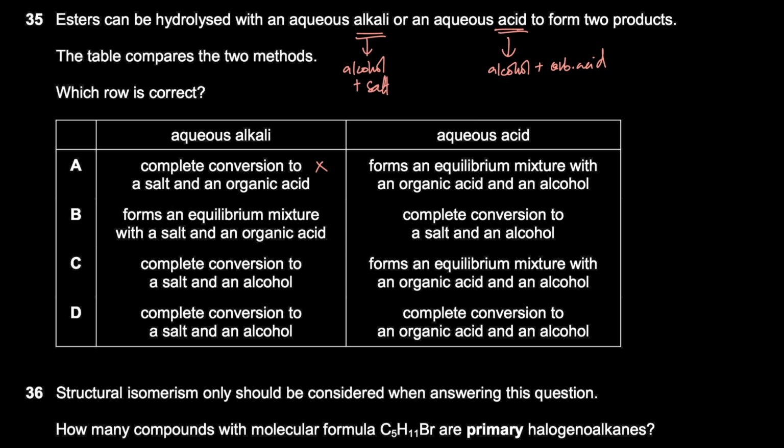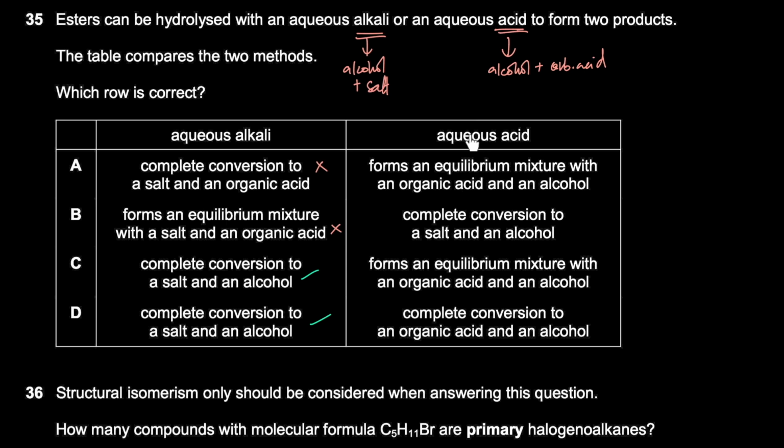So A is definitely incorrect. B, with alkali forms an equilibrium mixture with a salt and an organic acid. Again, that's incorrect. C, we get complete conversion to a salt and an alcohol. D, we get complete conversion to a salt and an alcohol. So it must be C or D.